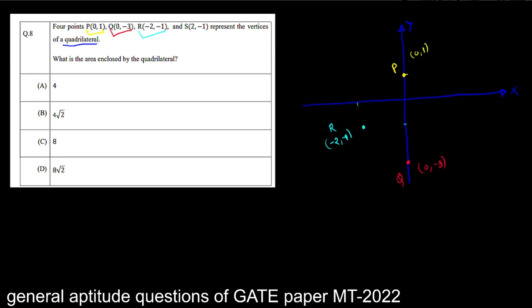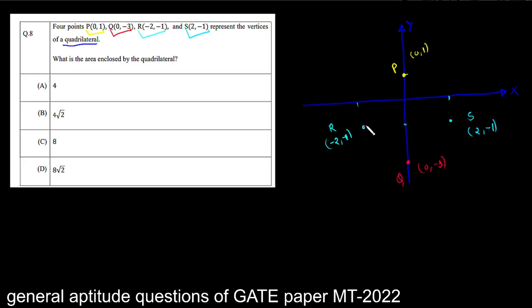Now the last vertex of this quadrilateral is named S, and S has coordinate plus 2, negative 1. So here we are on the right hand side of the y axis, and we are still below the origin because again y is negative here. So this point falls in the fourth quadrant of this xy plane, and this is simply S, and it has coordinate 2, negative 1.